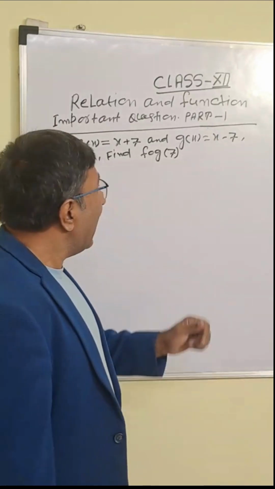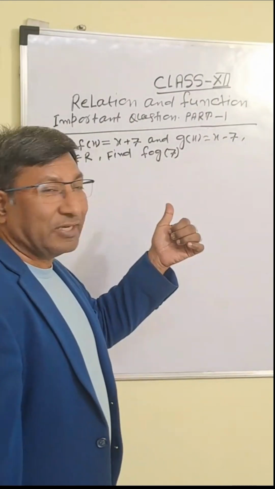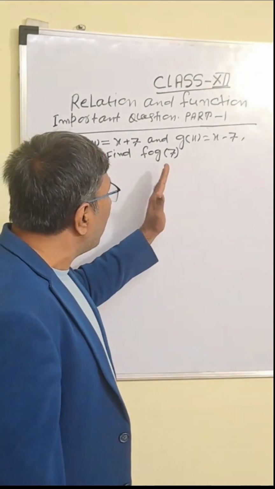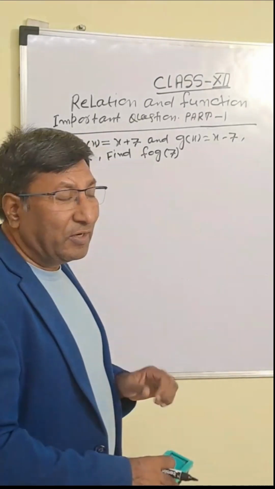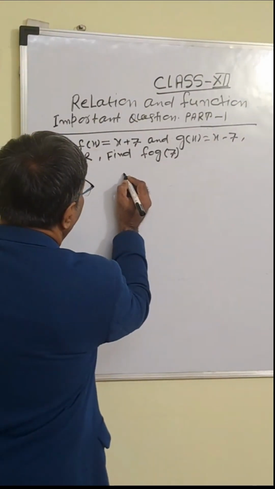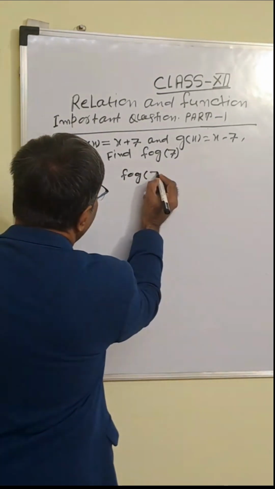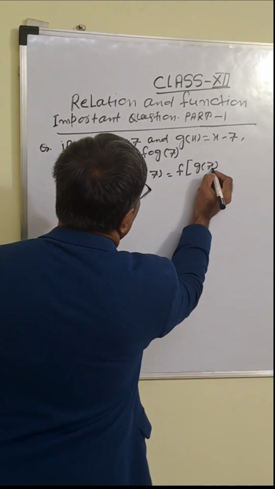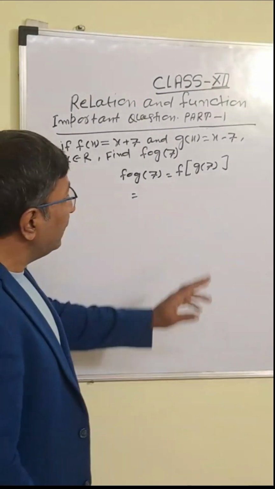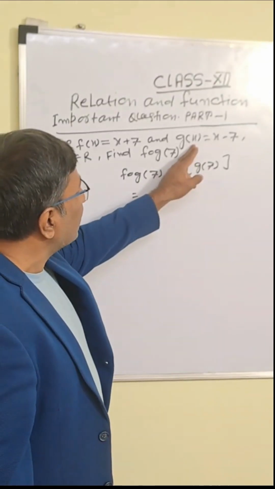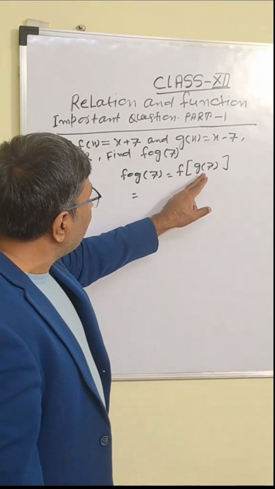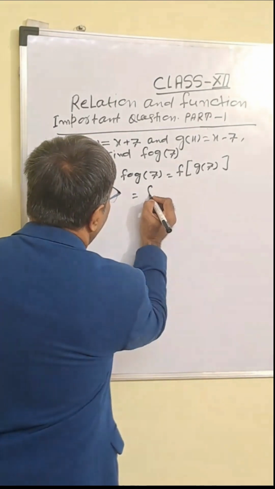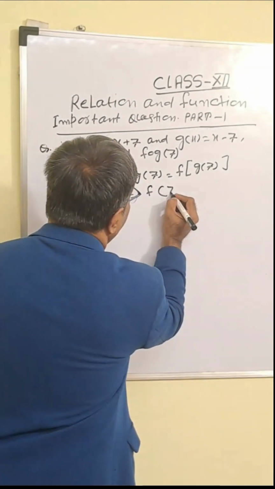Next, f of x equal to x plus 7 and g of x equal to x minus 7, where x is an element of the real numbers. Then find fog of 7. So it is a very simple question. We can find it like this. We have to find fog 7, so we can write f of g of 7. Here g of x is x minus 7, so g of 7 will be 7 minus 7.